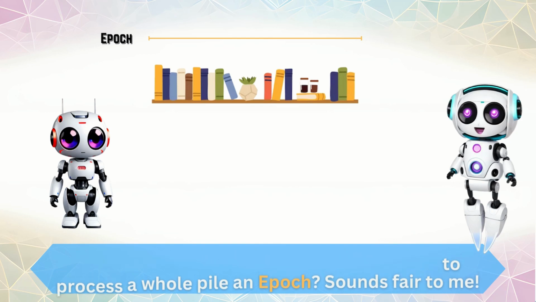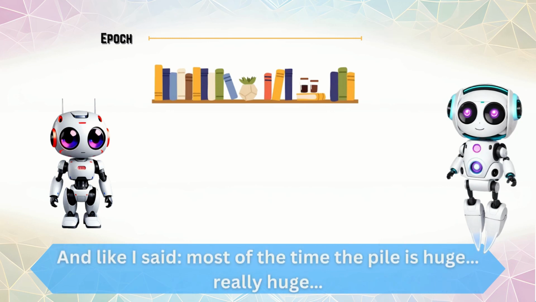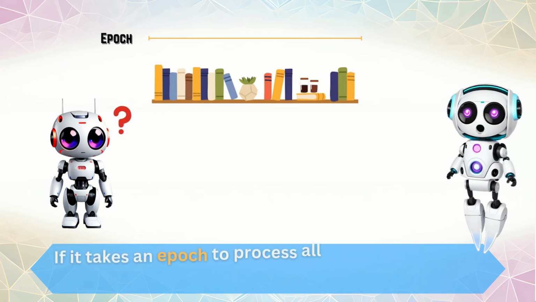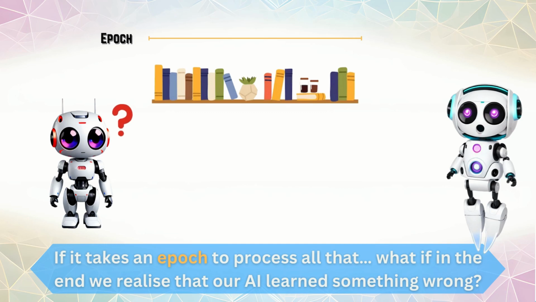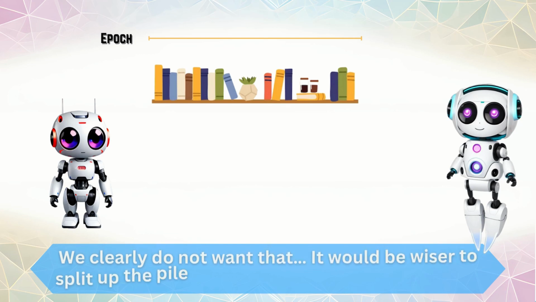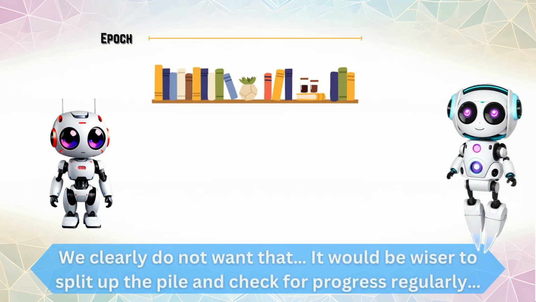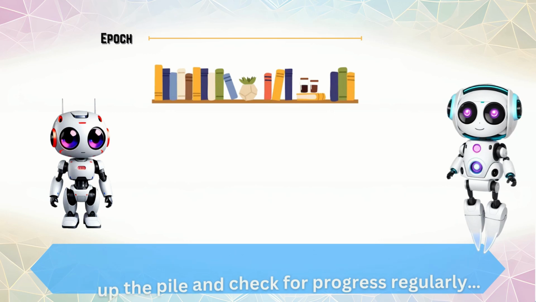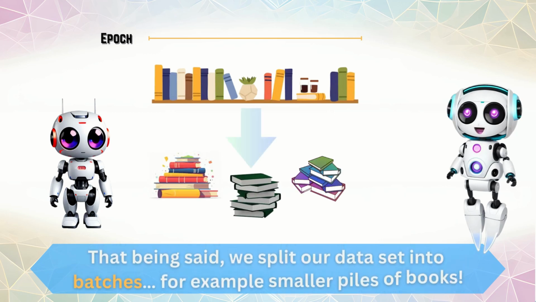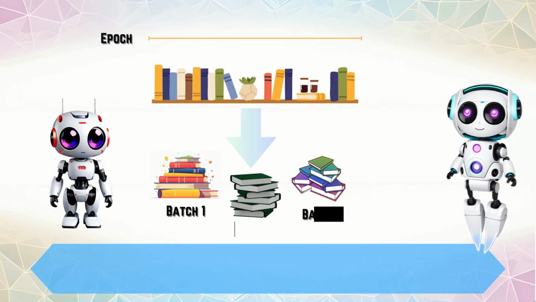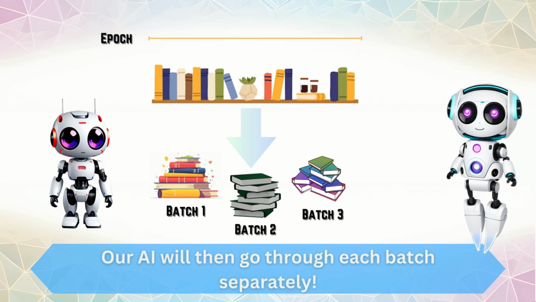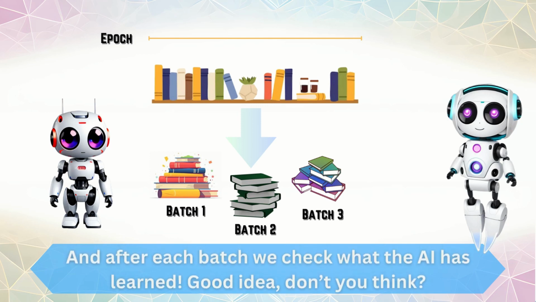Sounds fair to me. And like I said, most of the time, the pile is huge. Really huge. If it takes an epoch to process all that, what if in the end we realize that our AI learned something wrong? We clearly do not want that. It would be wiser to split up the pile and check for progress regularly. That being said, we split our dataset into batches. For example, smaller piles of books. Our AI will then go through each batch separately. And after each batch, we check what the AI has learned. Good idea, don't you think?